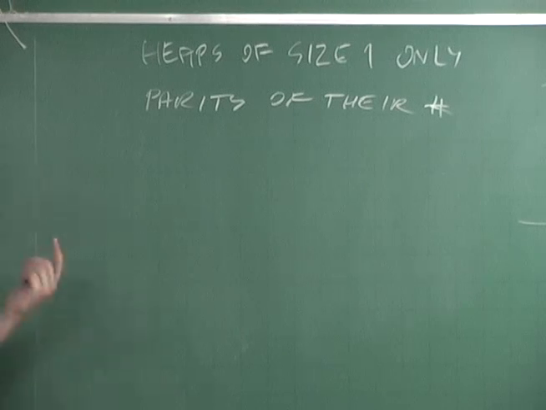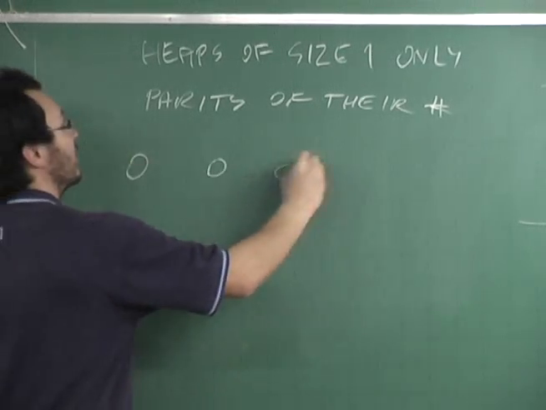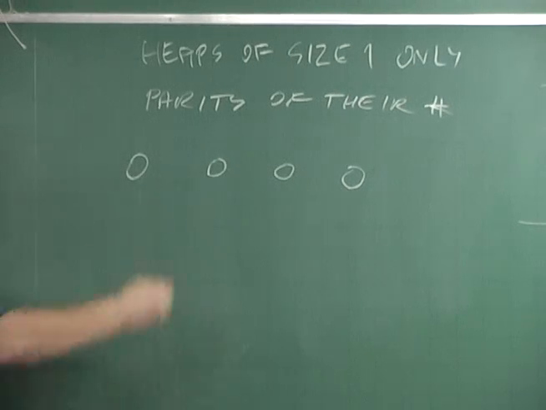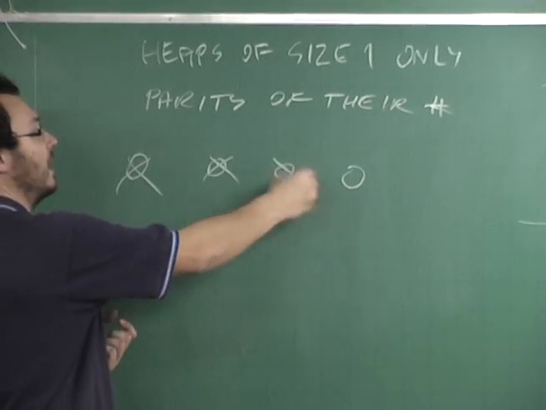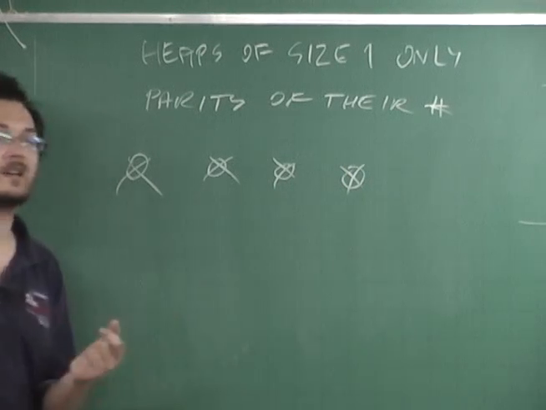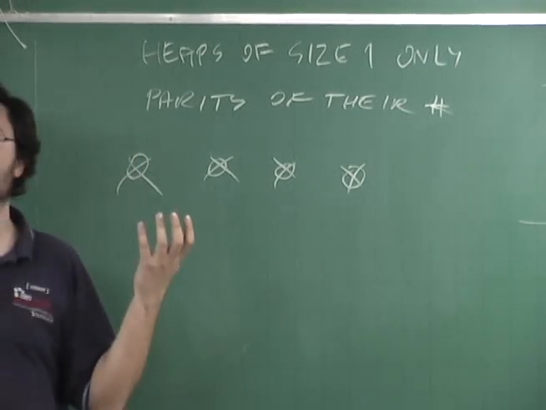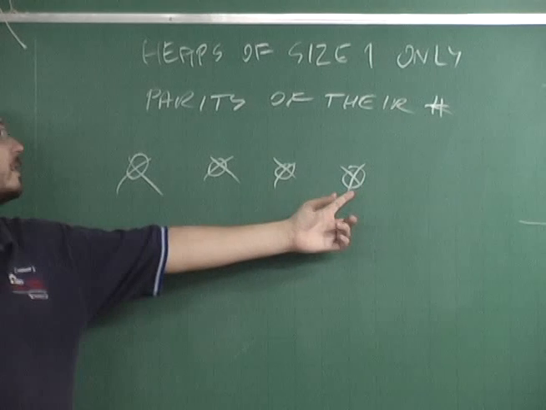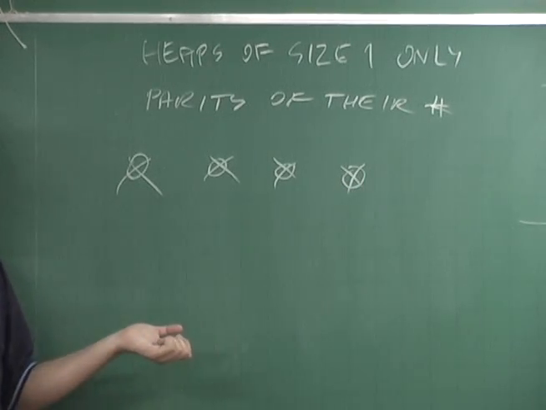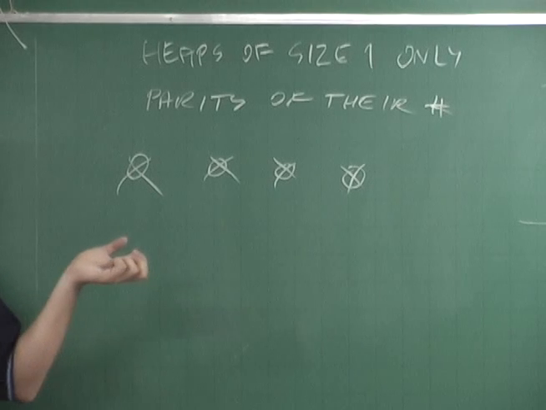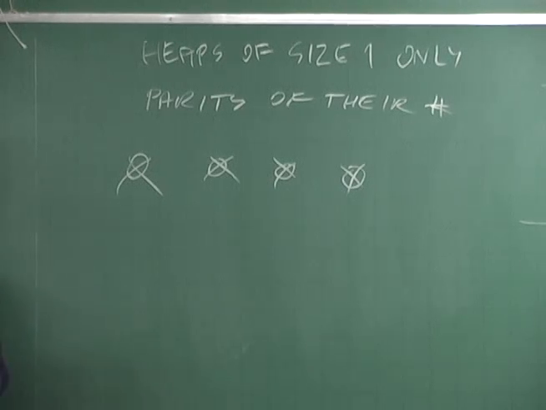So for example, if we have 4 heaps with 1 candy each, I take a candy, you take a candy, I take a candy, you take a candy, and in this case you would be the loser. So for heaps of size 1 only, we can solve this game very easily. If the number is even, then the second player loses. If the number is odd, then the first player loses. This is exactly the opposite case as in the original NIM.